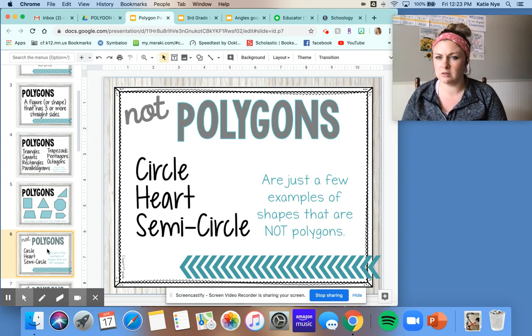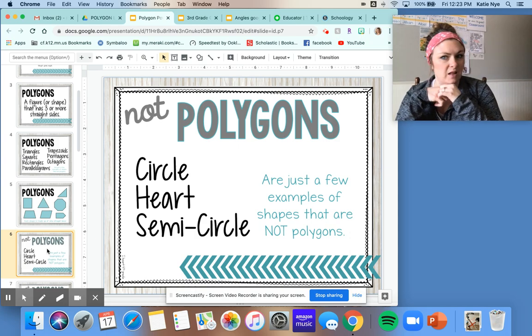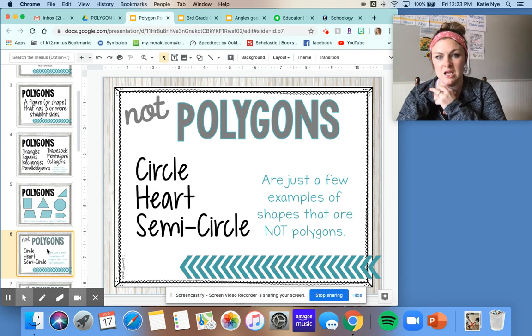So I need to make sure that if I'm talking about polygons, that they all have straight lines. A heart. Why would a heart not be a polygon? It's closed. It even looks like it has an angle down here where my thumbs come together. But look, there's another curve. I can't have a curve on my polygon. So nope, it is not. A heart is not a polygon. It's a shape, but it's not a polygon.